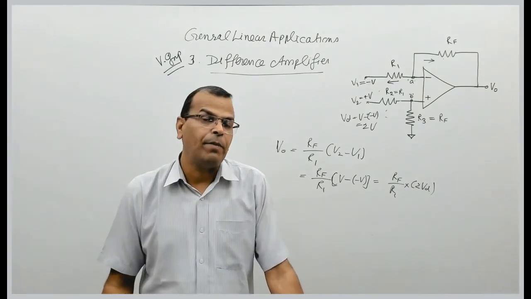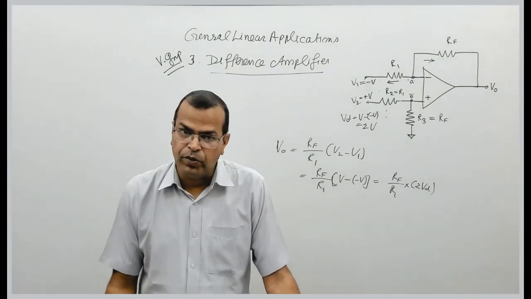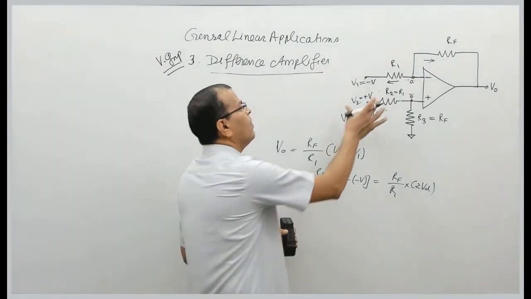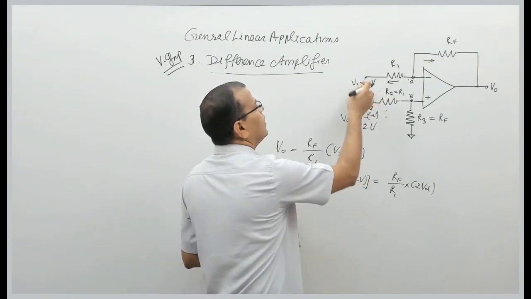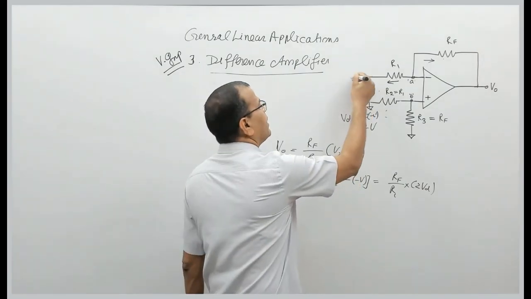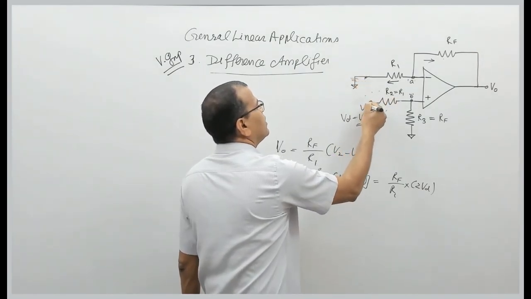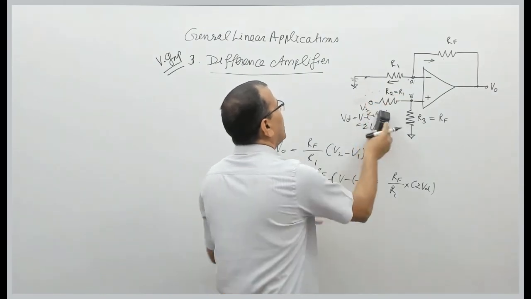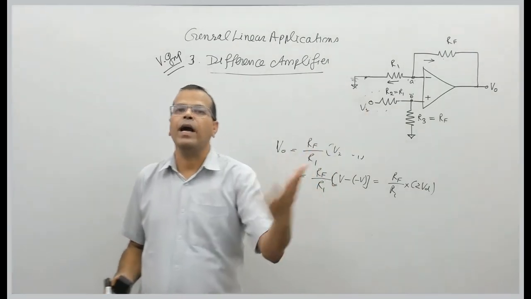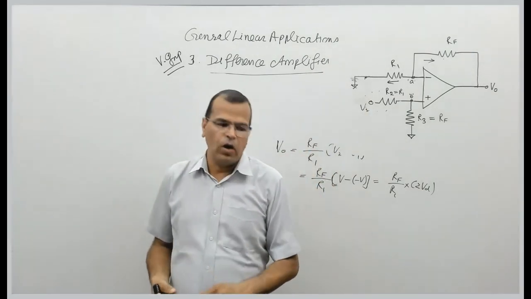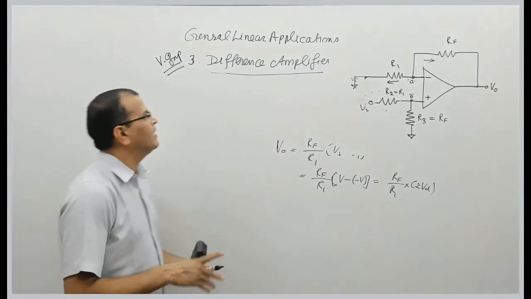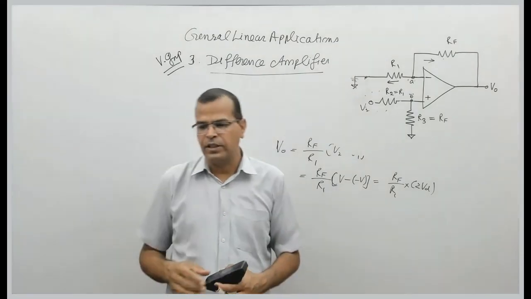So your difference amplifier can work in differential mode, in common mode, or in single-ended mode. What is single-ended mode? I can connect this to ground and apply input here, or connect that to ground and apply input here. That is single-ended input, and those are the examples of inverting and non-inverting amplifiers. So this is all about your difference amplifier. Now we will see examples based on the difference amplifier.